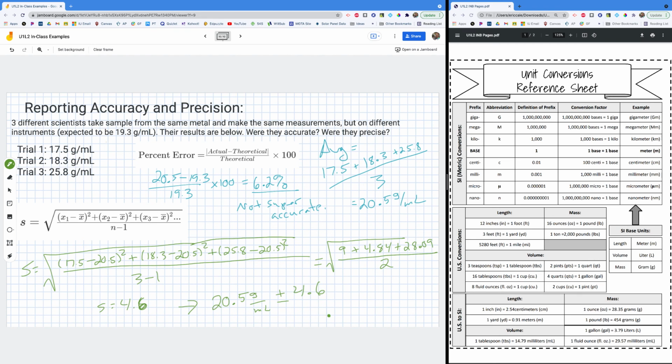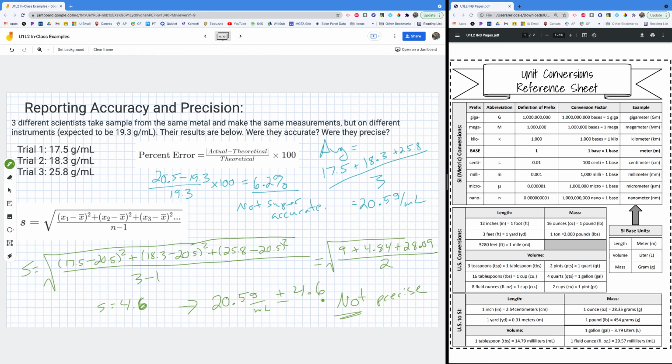So now I'm saying this is anywhere between 15.9 and 25.1, which is pretty close. This one's 25.8. It's a little bit of an outlier here. But I've got quite a big range, pretty imprecise. I would definitely say it's not precise. If you have a standard deviation that is bigger than 1, it's definitely not precise.